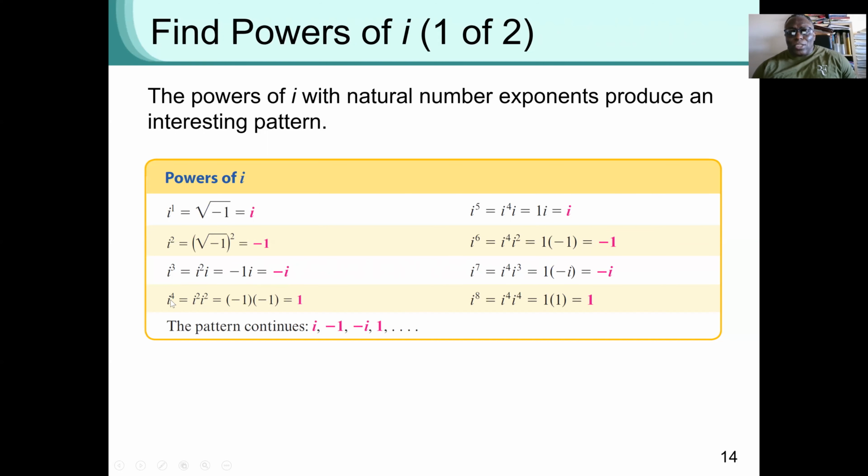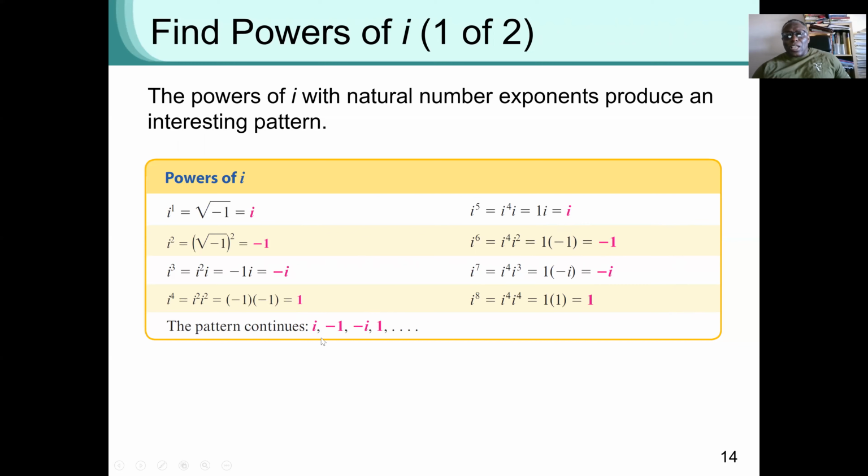Then i to the power 4 is i squared squared, so negative 1 times negative 1 gives us 1. Then i to the 5 is i to the 4 times i, which is i. So you can see how the pattern is working here. We start with i, the next is negative 1, next is negative i, then we start with 1 again. Then all over again: i, negative 1, negative i, 1. The 9th gives us i, the 10th gives us negative 1, the 11th gives us negative i, then the 12th gives us 1. So that's the pattern.